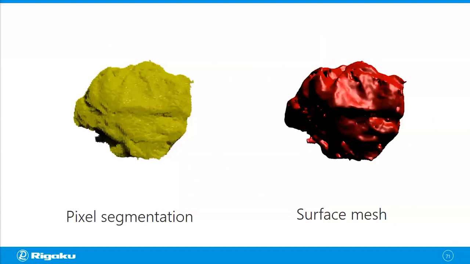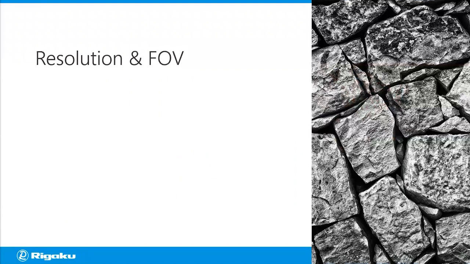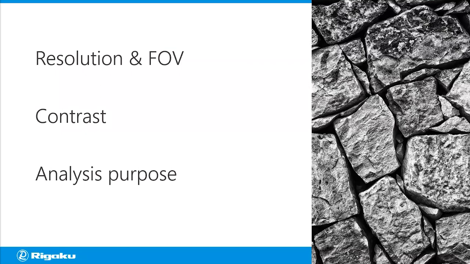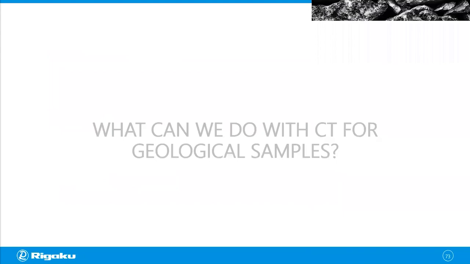Okay, so we discussed how to balance the resolution and the field of view. We also talked about a couple of contrast-related artifacts to be careful about. But always think about what analysis you want to do, what quantitative analysis you're trying to do, because depending on what you're trying to analyze, the best balance for the resolution and the field of view can change, and also the best strategy for the segmentation can change. Okay. Now let's take a look at some examples.